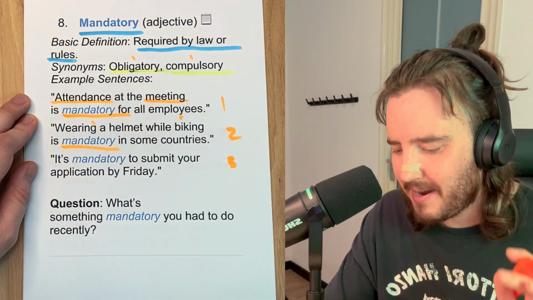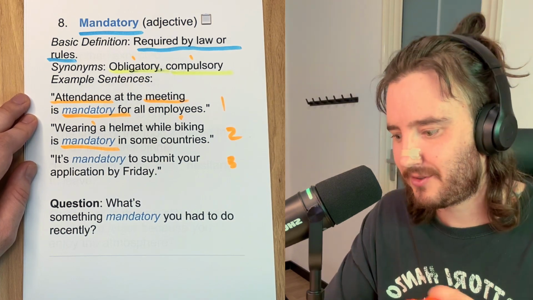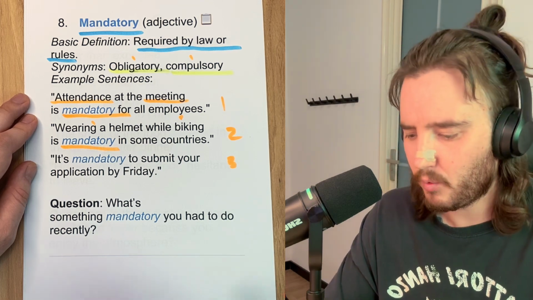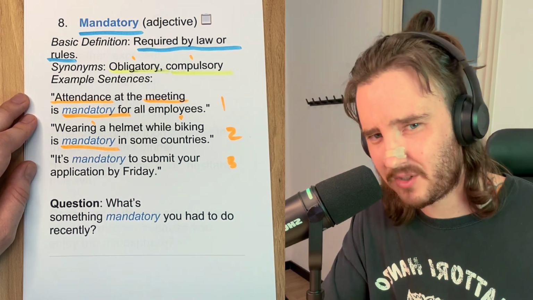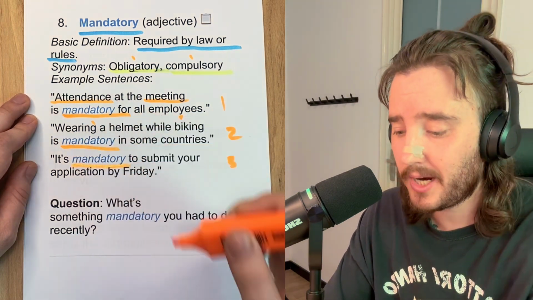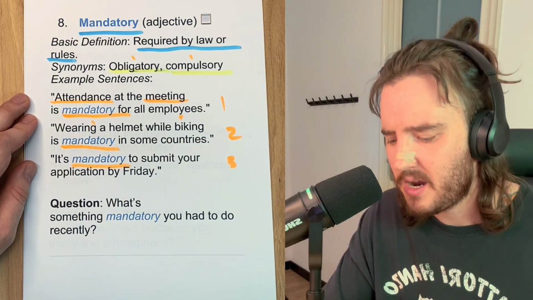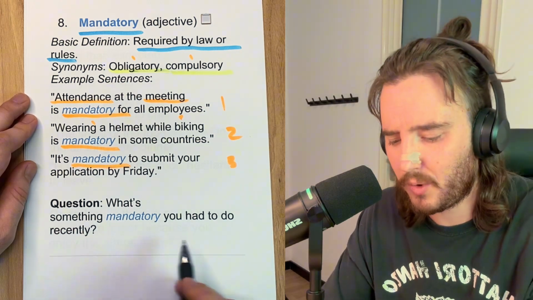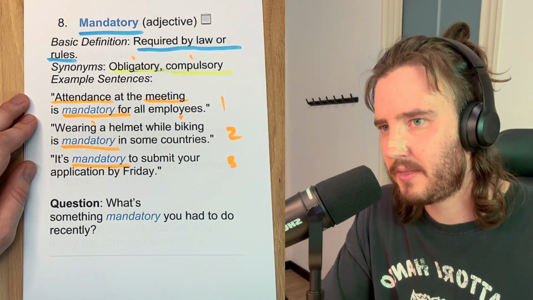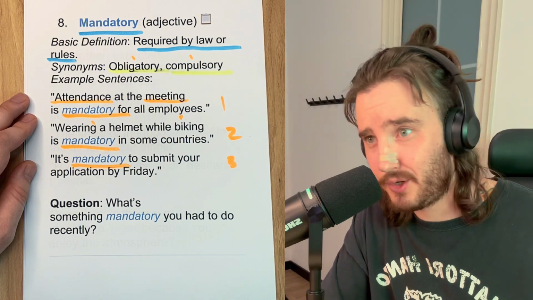Number three, it's mandatory to submit your application by Friday. So that's the rule of this company, whatever we're talking about here. Could be a company, some kind of business. They have this rule. It's mandatory. It is required that you do this by Friday. So guys, what's something mandatory you had to do recently? Was there a rule that required you to do something, or a law that required you to do something?